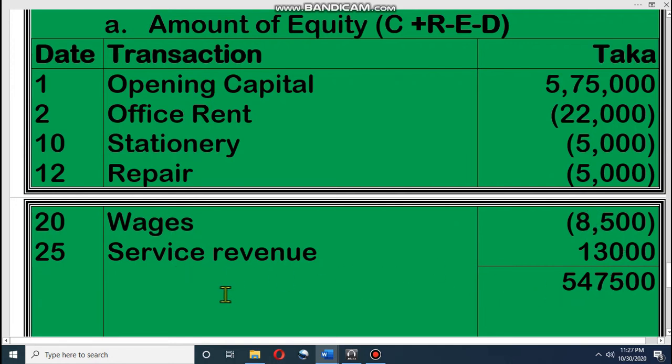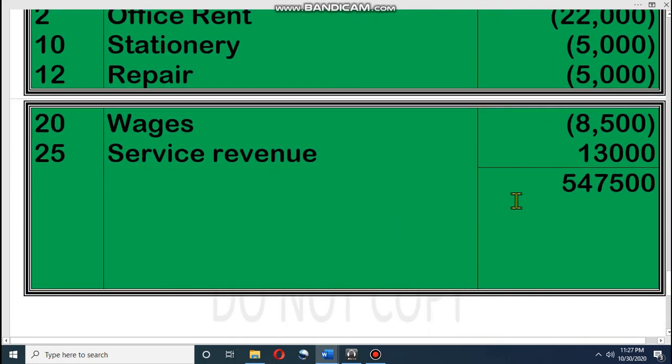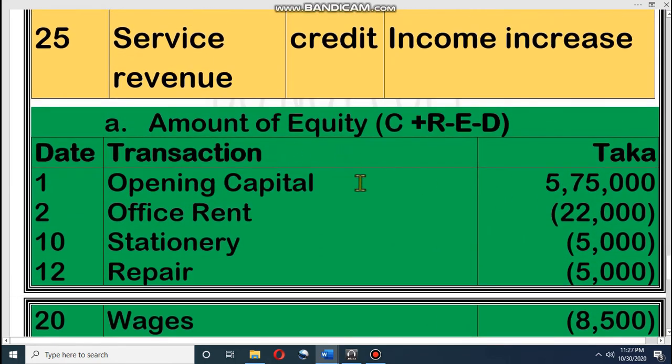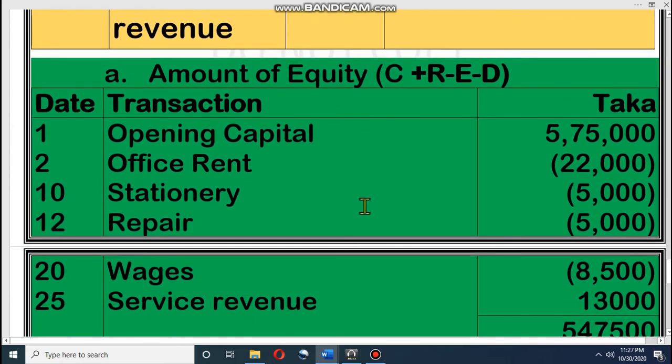Dear student, you know that capital we have to add. Revenue, we have only one revenue, 13,000, we have to add. Expenses, we have four expenses, we have to subtract them. And drawings, in this math there are no drawings. So if we add and subtract all the things, this is 5,47,000. This is our owner's equity. That's how we can calculate our owner's equity.